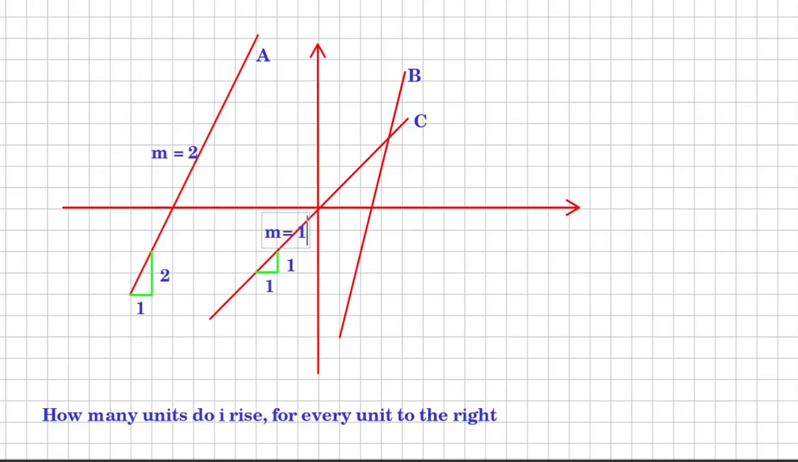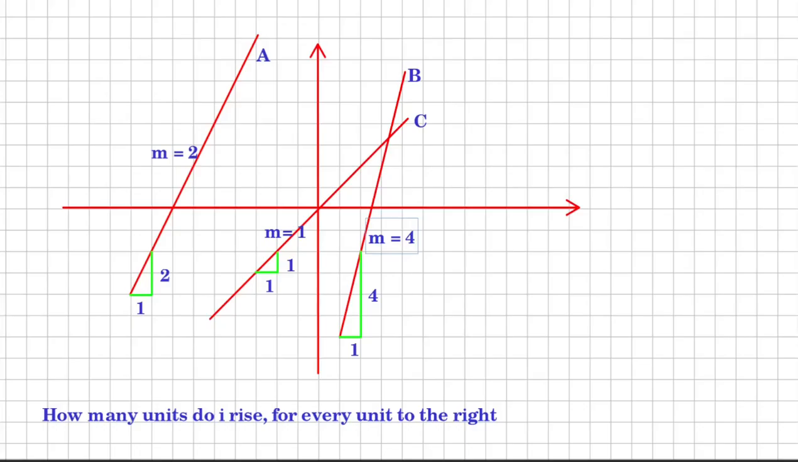Next, let's check this line. To the right, it's 1 unit. And then going up, how many squares? 1, 2, 3, 4. So this is 4. So the gradient of this line is equal to 4. 4 squares are moved up for every unit across. So basically, that's how you can easily see the gradient by just inspection.